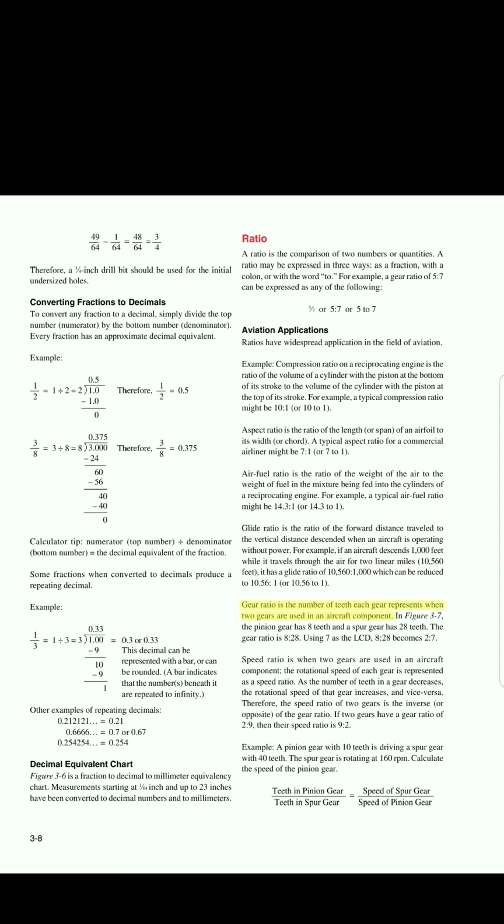Gear ratio is the number of teeth each gear represents when 2 gears are used in an aircraft component. In figure 3-7, the pinion gear has 8 teeth and a spur gear has 28 teeth. The gear ratio is 8:28. Using 4 as the LCD, 8:28 becomes 2:7.